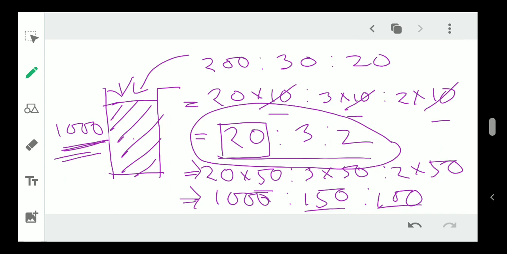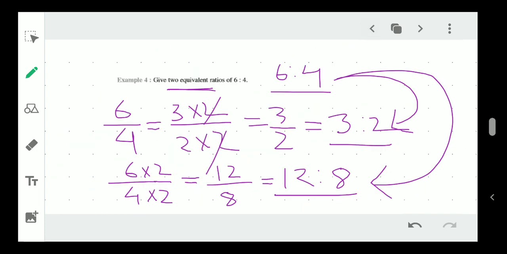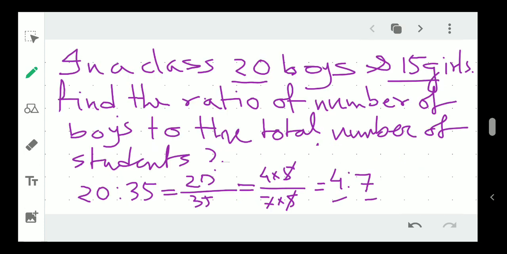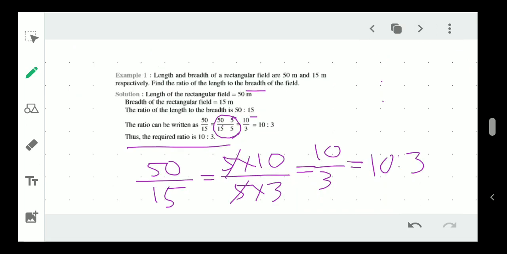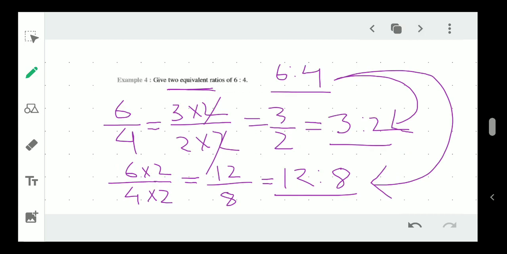So this much is for today. Your basic takeaway will be this: what a ratio is, how to find it, that a ratio is nothing but a fraction, how to simplify it, and how to find an equivalent ratio like this. So that will basically be your main thing.